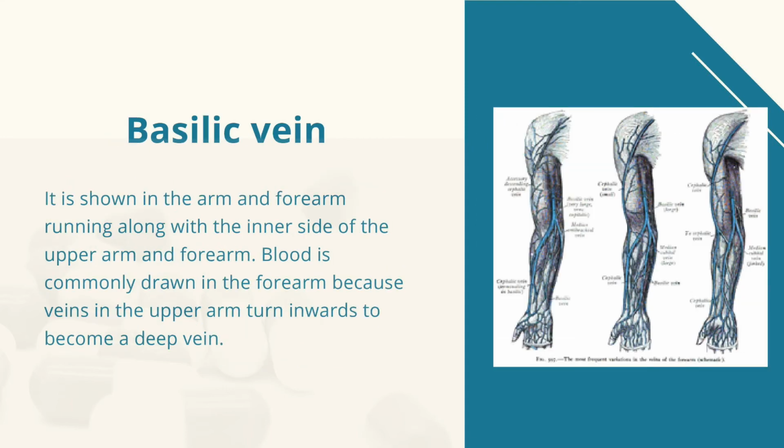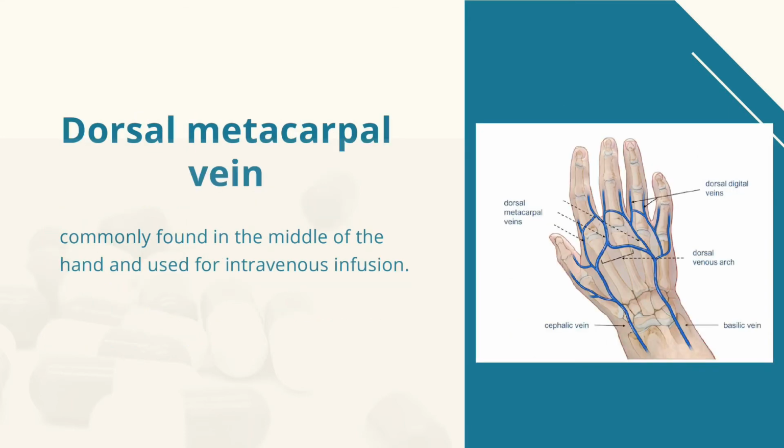The third vein would be the basilic vein. It is found in the arm and forearm, running along the inner side of the upper arm and forearm. Blood is commonly drawn in the forearm because veins in the upper arm turn inwards to become a deep vein. The basilic vein is usually the largest vein in the arm, often used for dialysis access. And the last vein would be the dorsal metacarpal vein. It is commonly found in the middle of the hand and used for intravenous infusion.